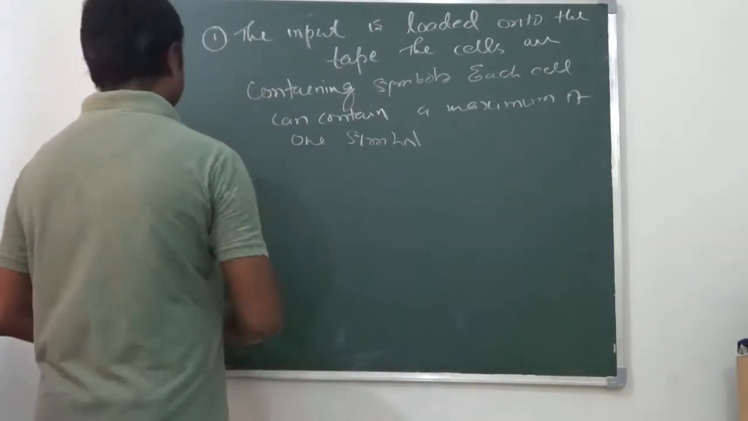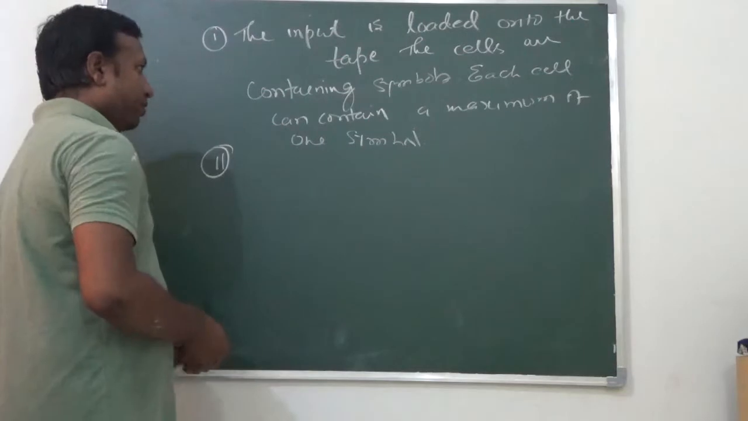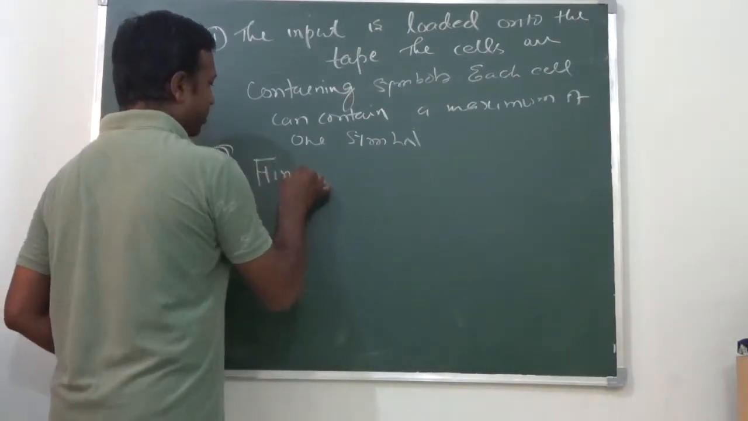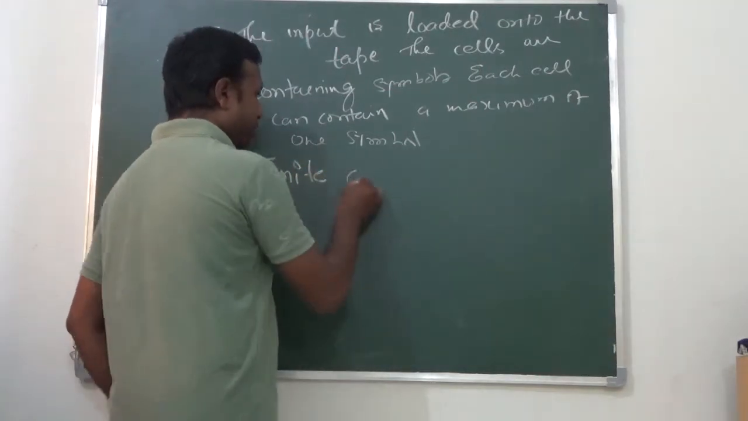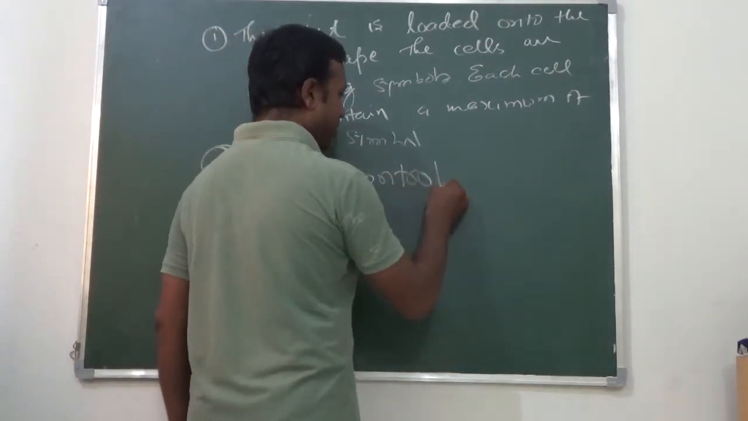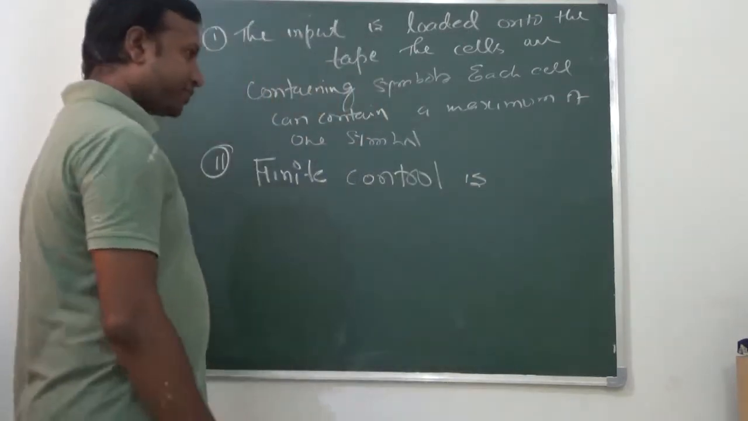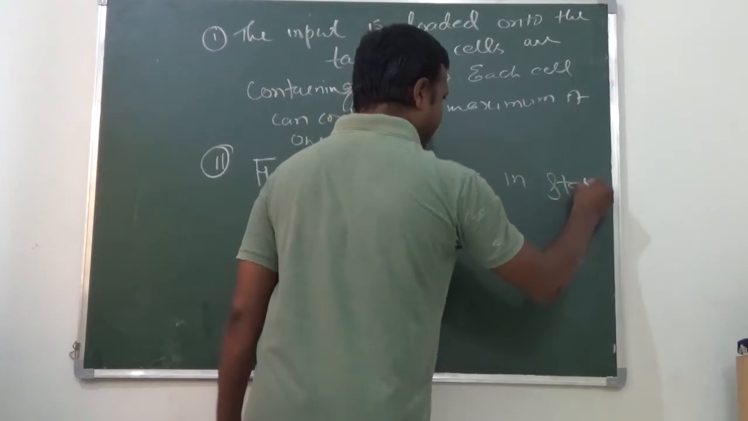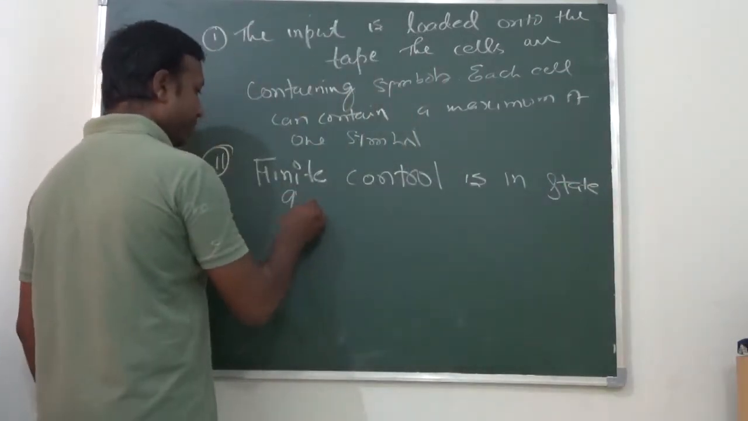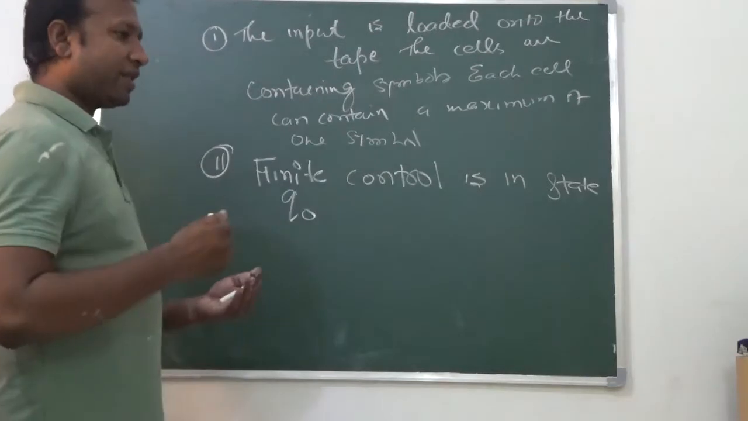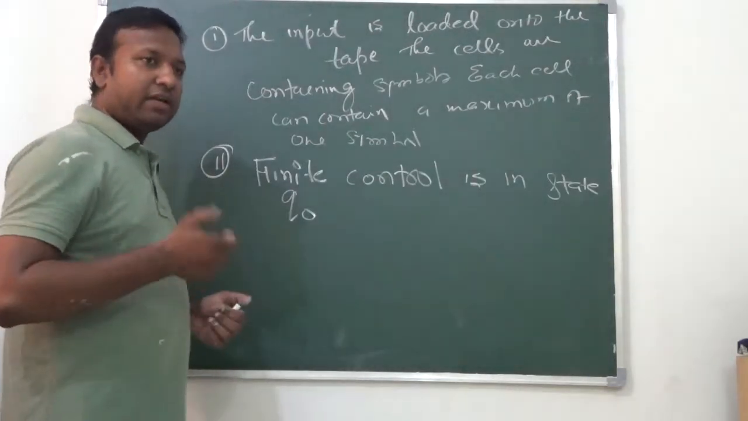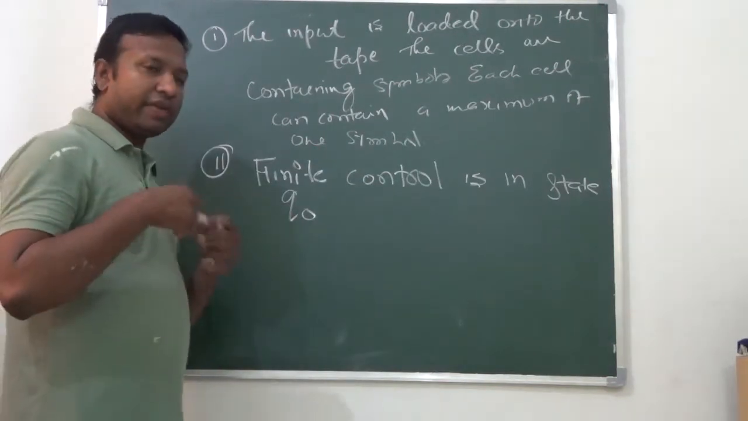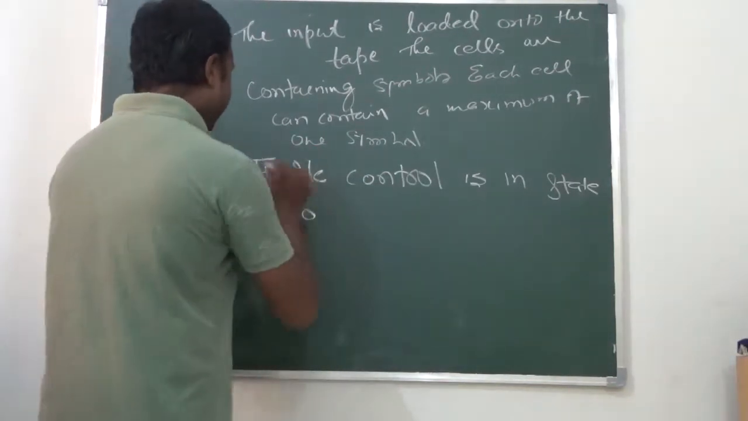Next one is the finite control. The finite control is in a state Q0. So the finite control is always starting with the state Q0. It is always in the state Q0. That is the initial configuration.